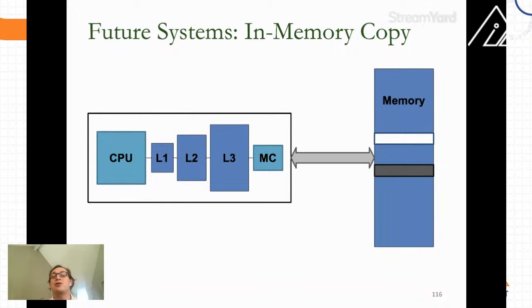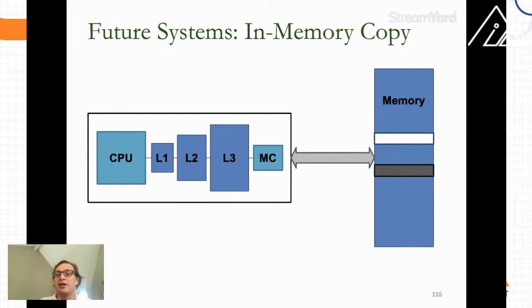Okay, so how do we do copy today? Basically, if you want to copy the source page, the white page over here, to the gray page, you need to go through the processor. Basically, we have a processor-centric system. Memory cannot do operations on its own. The processor needs to do loads and stores to load the page byte by byte all the way into the L1 and store it to the destination page byte by byte all the way into the memory. Now, clearly, this is high overhead, right?